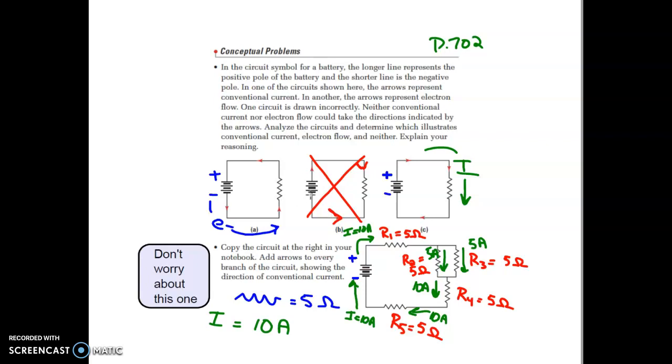So what if we start from the negative end? But it still goes backwards. So this is neither, right? It's neither conventional current nor electron flow.